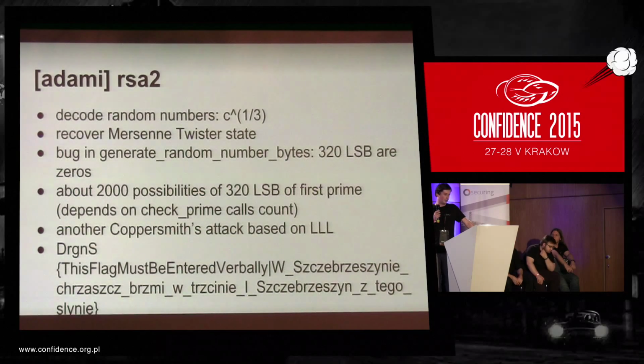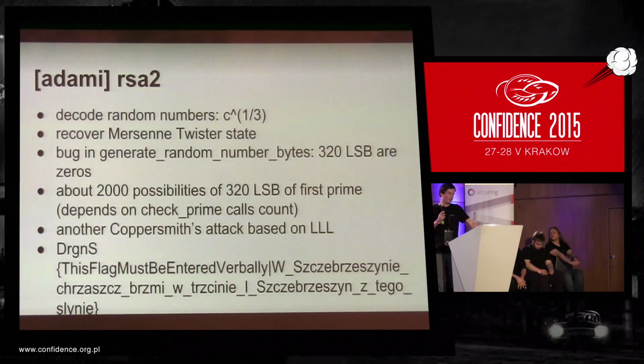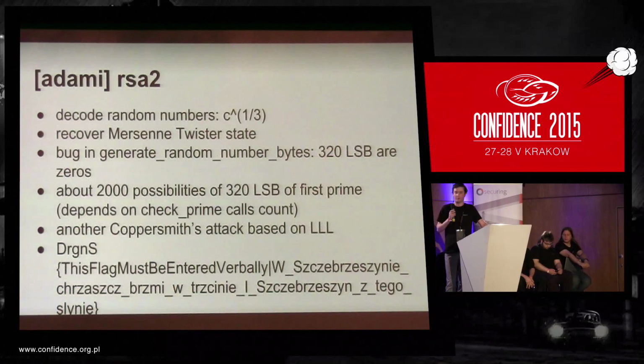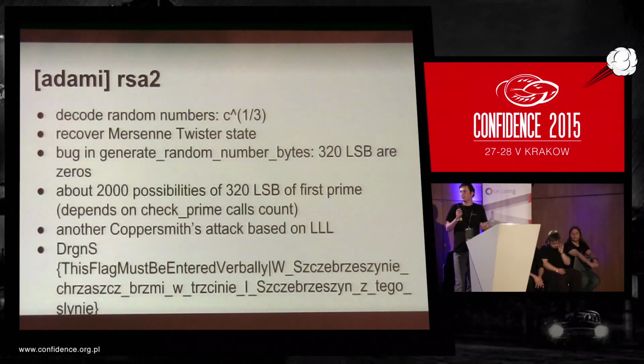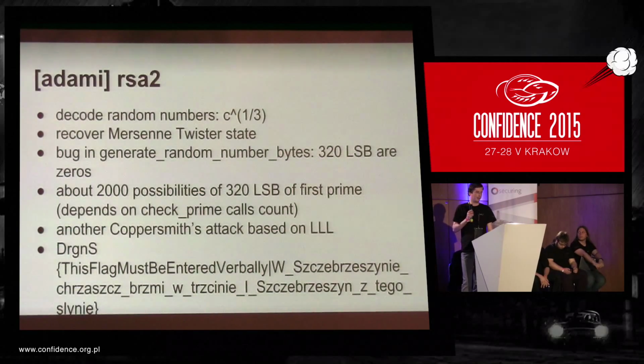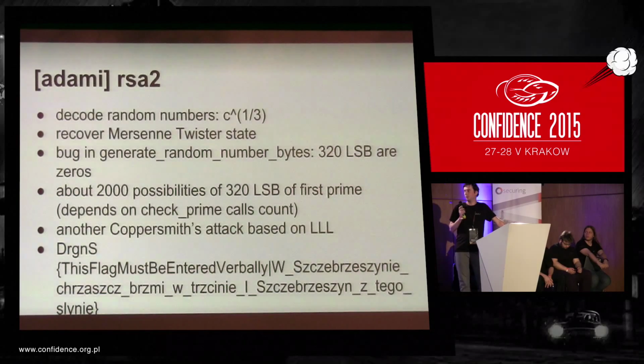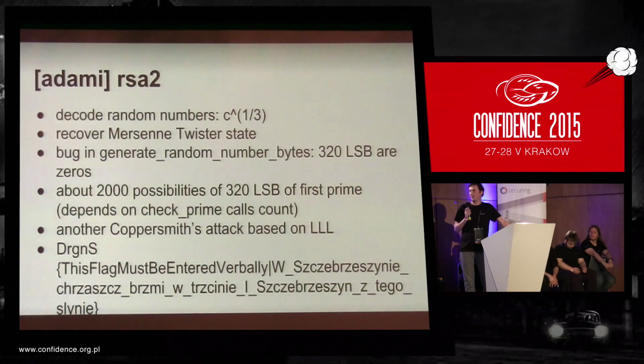There's also not the crypto problem, but some implementation bug in a function which generates random numbers, and this function always returns the last 320 less significant bits as zeros, and so this amount of bits of the first prime number only depends on the Python random generator, and since we had its internal state, we are able to find some possibilities of these bits, and having that, we are able to run another Coppersmith attack from the paper and get the flag.